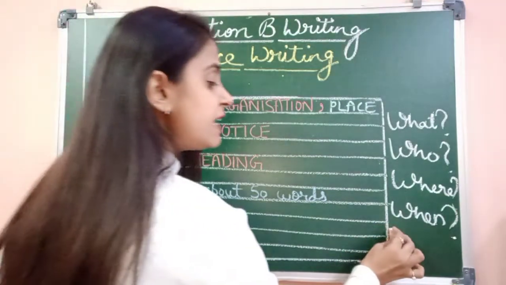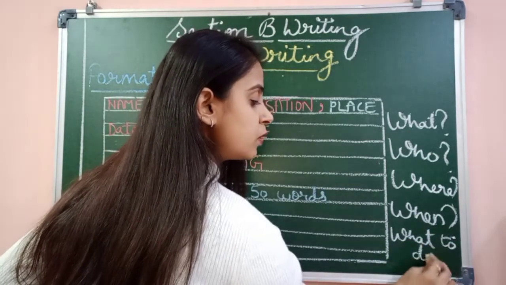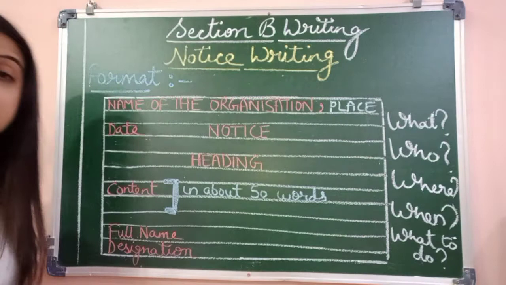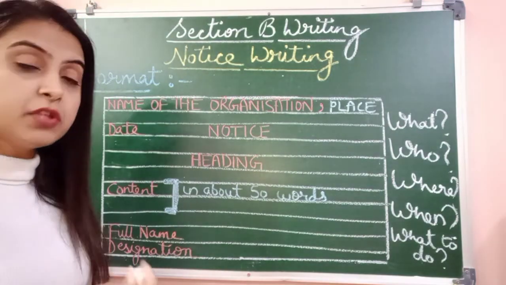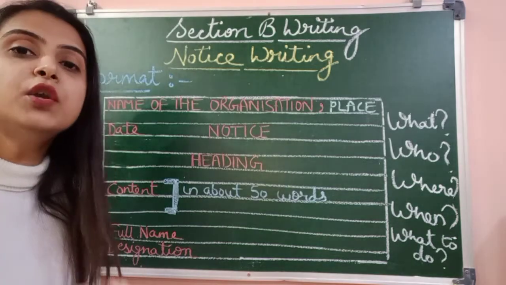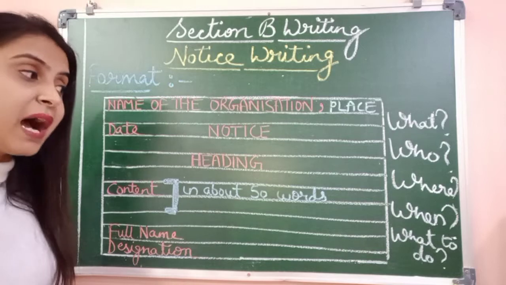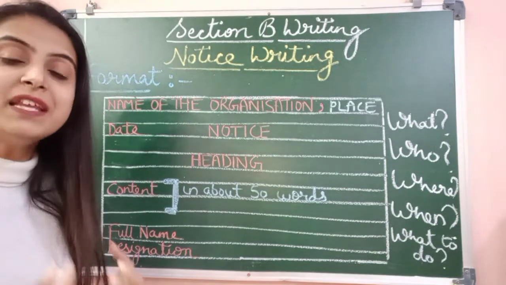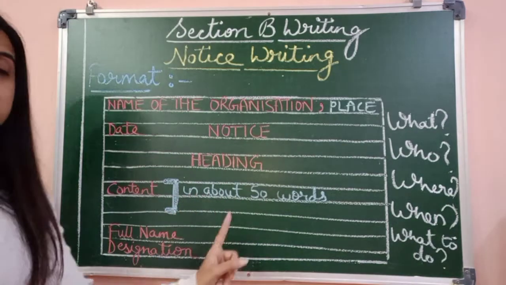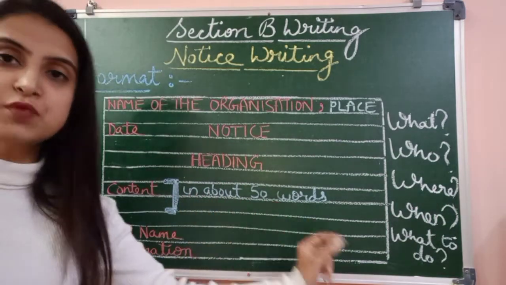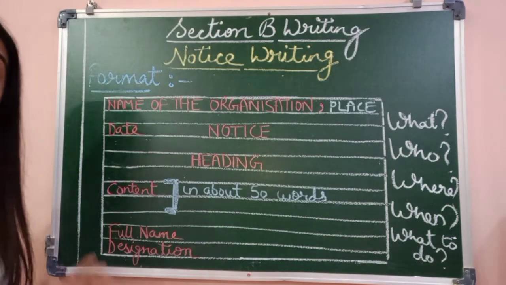Then you need to write what to do. What to do means, if you are asking people in the notice to participate, then what do they have to do? For participating in any event or taking part in any competition, you have to mention in the notice that those who wish to participate can give their names to the class teachers or the sports teacher, depending on the question.